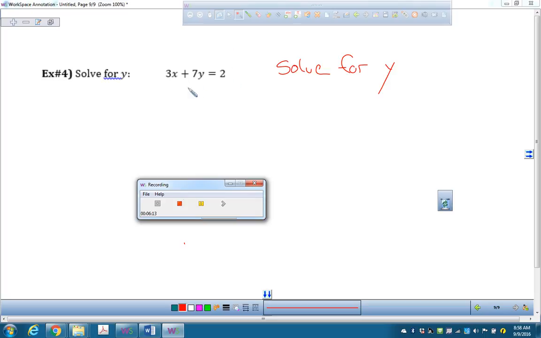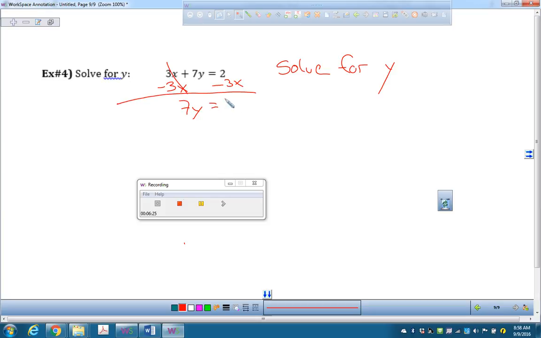So first you subtract the 3x, okay? Because you're trying to get y by itself. So you get 7y. This goes away. Equals 2 minus 3x, and you can't put those together. They just have to stay apart. And then you divide by 7, the whole thing by 7. And that goes away, and you get y equals 2 minus 3x divided by 7.